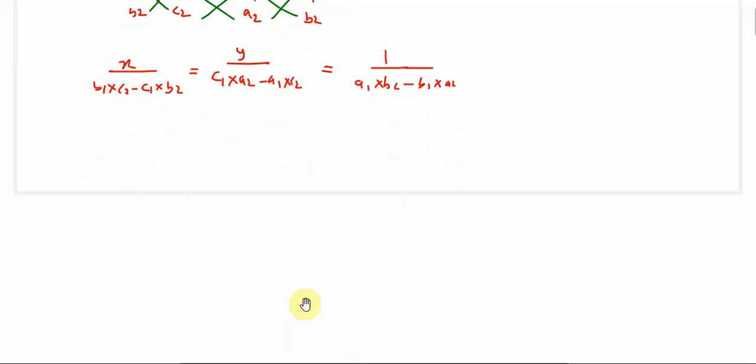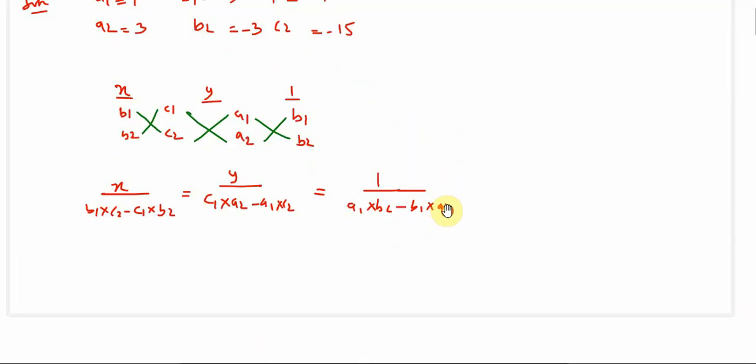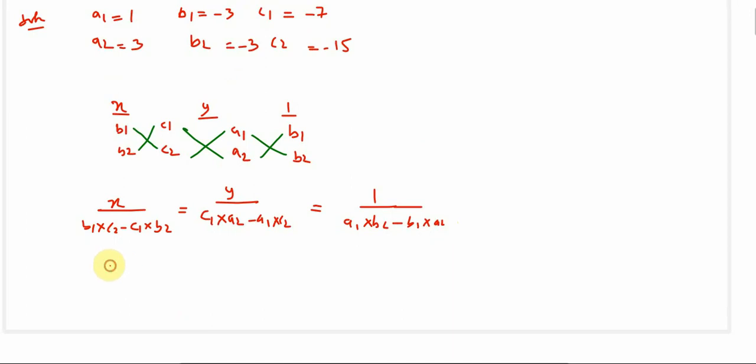So now plot down the values. Okay, we need the values. So x minus x by b1 is minus 3 and c2 is minus 15, minus c1 is minus 7 and b2 is equal to minus 3, equal to y by c1 is equal to minus 7, a2 is equal to 3, a1 is equal to 1 and c2 is equal to minus 15.